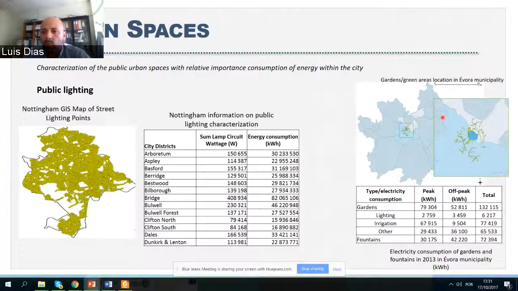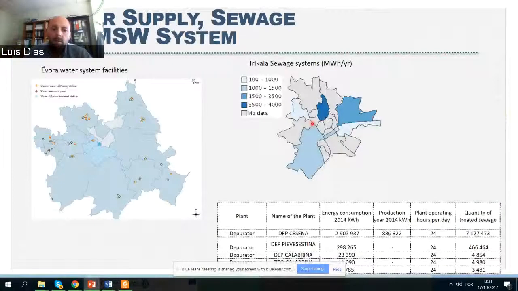Here the gardens and green areas of the cities were also characterized. This is an example of Évora. Here is shown the water, sewage and municipal solid waste system characterization. Here are some examples of what was done.